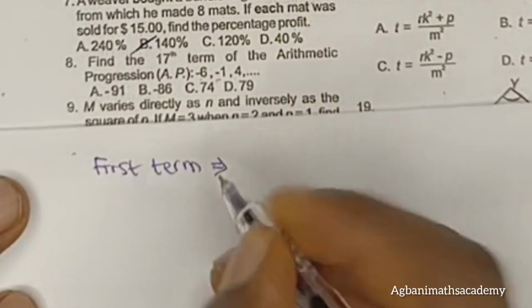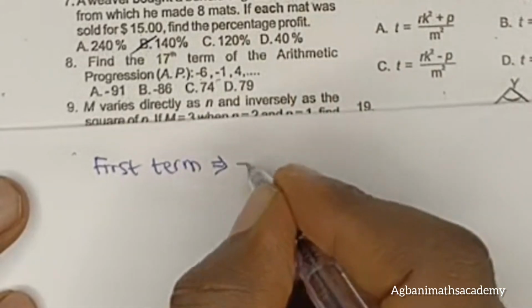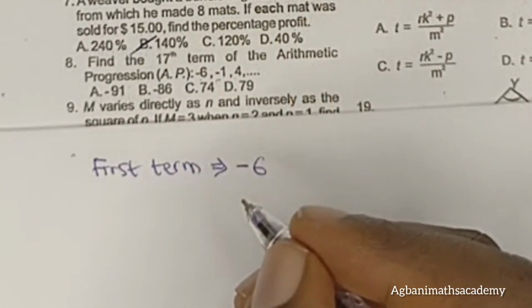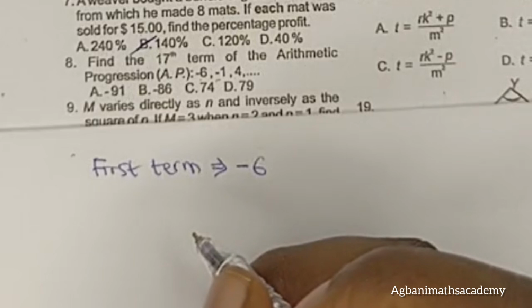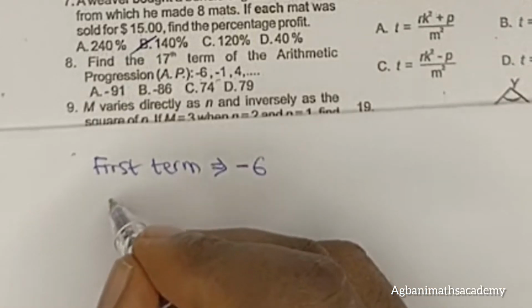The first term is, the first number we have here is -6. So the first term is -6. So the next thing we identify is the common difference.